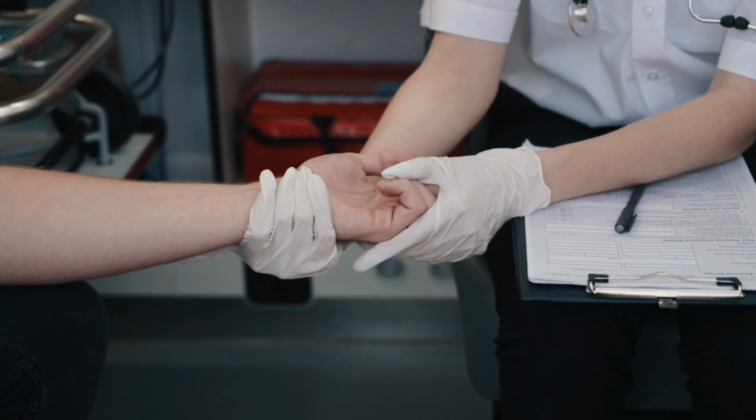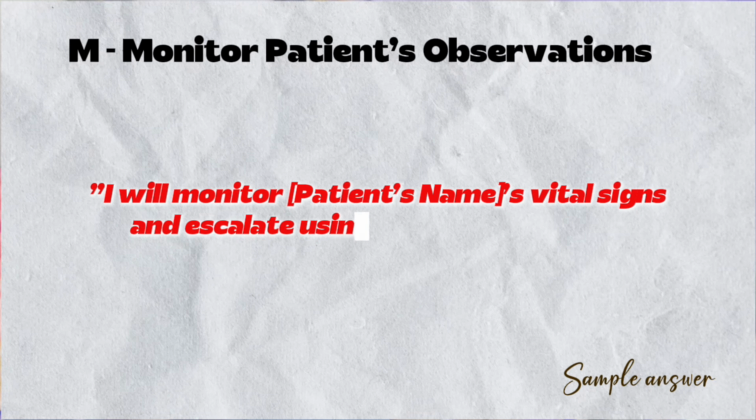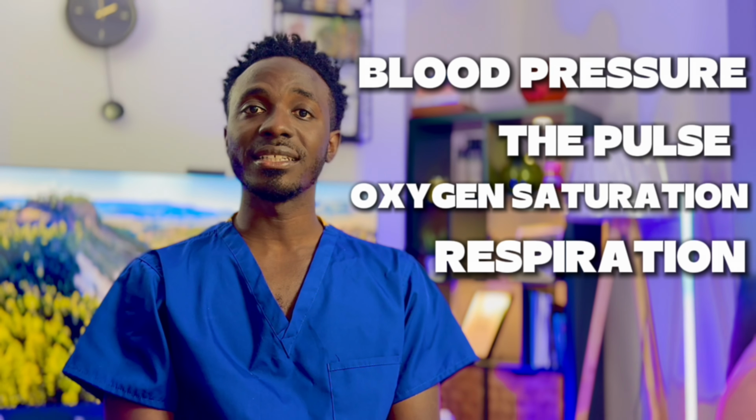And so this is an example for you. I will monitor the patient's vital signs and escalate using the NEWS score. So this is basically for you to know that you're going to monitor the patient's vital signs, which includes the blood pressure, the pulse, the saturation, and then the respiration. And then with the NEWS score that you will get, you escalate accordingly.